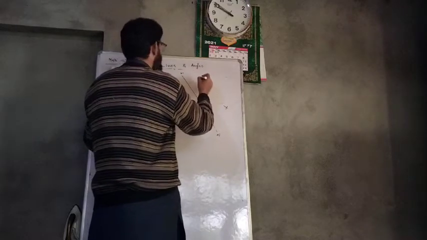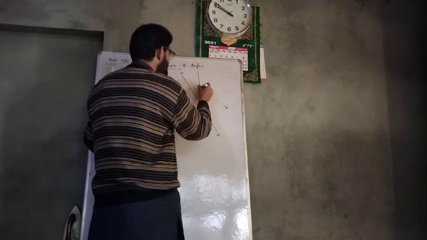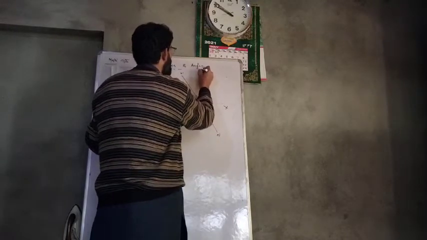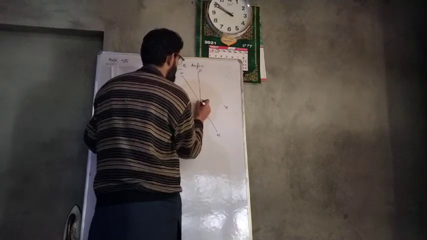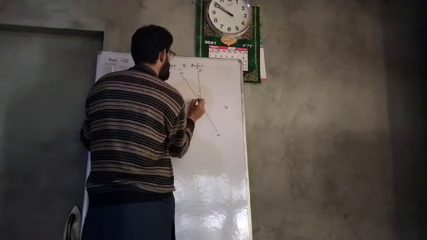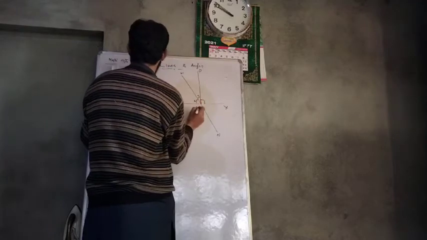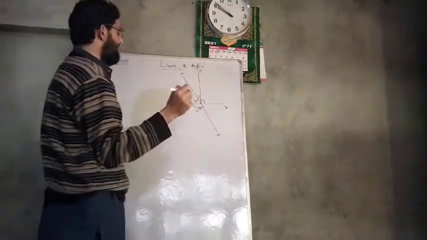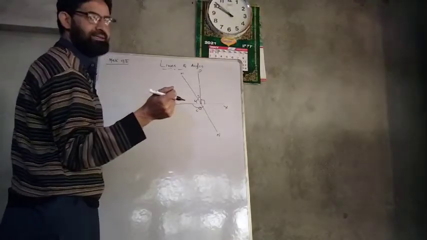POY is equal to 90 degrees. This angle is 90 degrees. This is given. POY is equal to 90 degrees. Now this angle is A and this angle is B and this angle is C. We have to find all these angles, angle A, angle B, angle C.